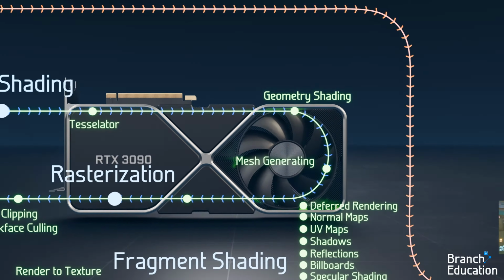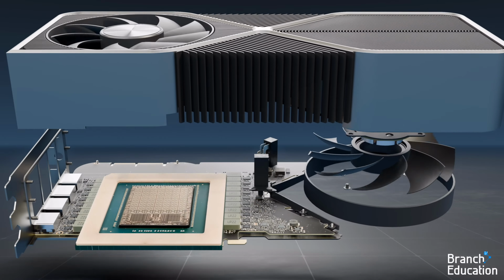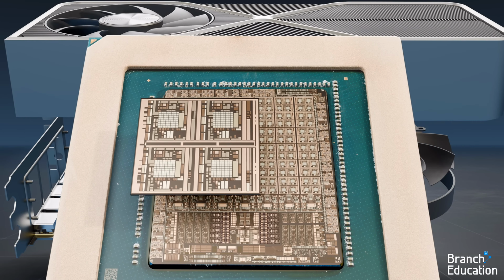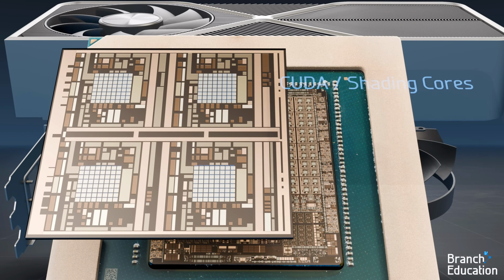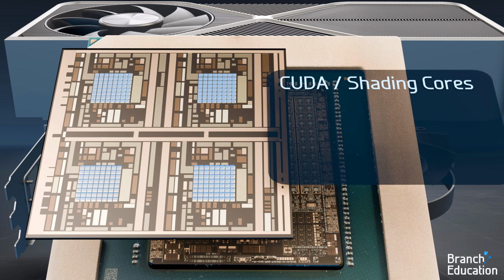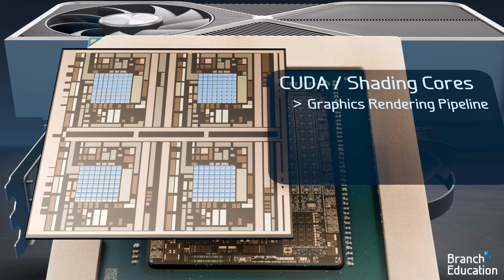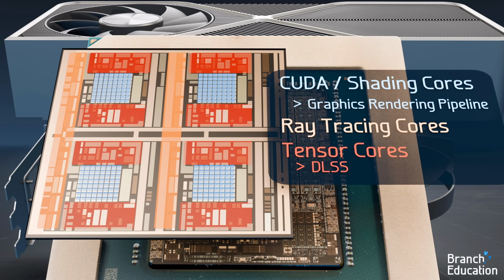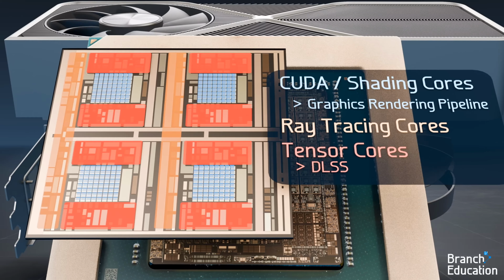One interesting note is that the latest generation of GPUs has three entirely separate architectures of computational resources or cores. CUDA, or shading cores, execute the graphics rendering pipeline. Ray tracing cores are self-explanatory. And then DLSS is run on the tensor cores.